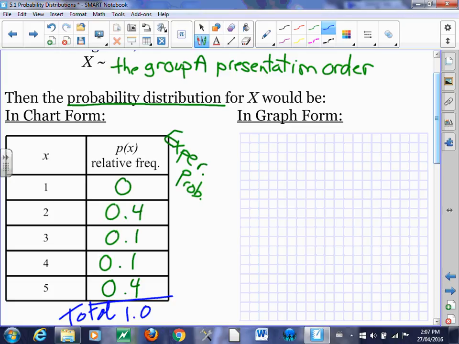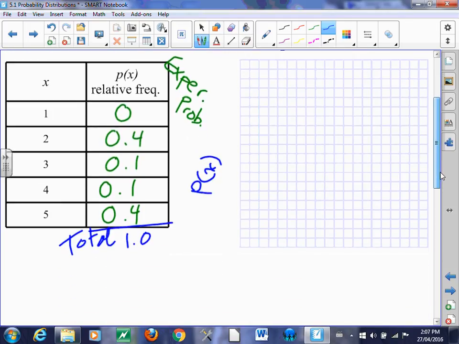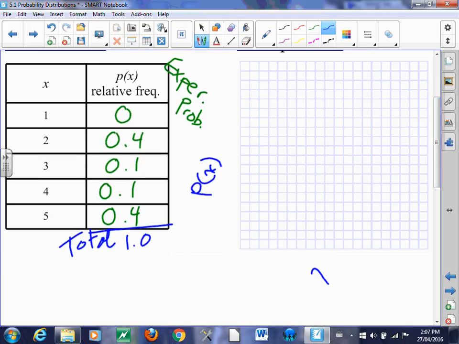When we do it in graph form, we put our probability on the y-axis, so probability related to each outcome, okay? And then on the bottom, we put each possible outcome, which is your lowercase x, okay? All right, so what we want to do first is take a look at our probability values in our chart, and we want to say, hey, our lowest is 0, and then our highest is 0.4. So looking at our chart, I think we could go up every 4 by 0.1.